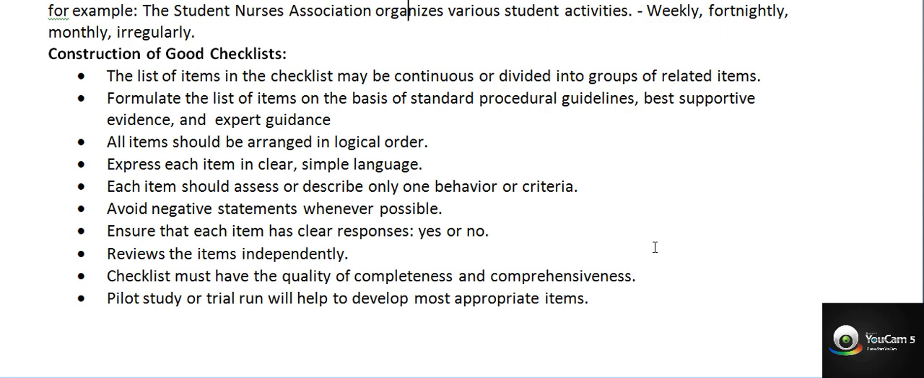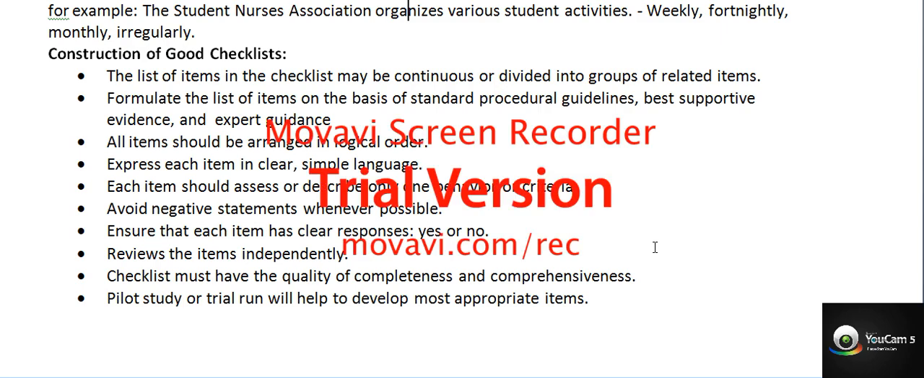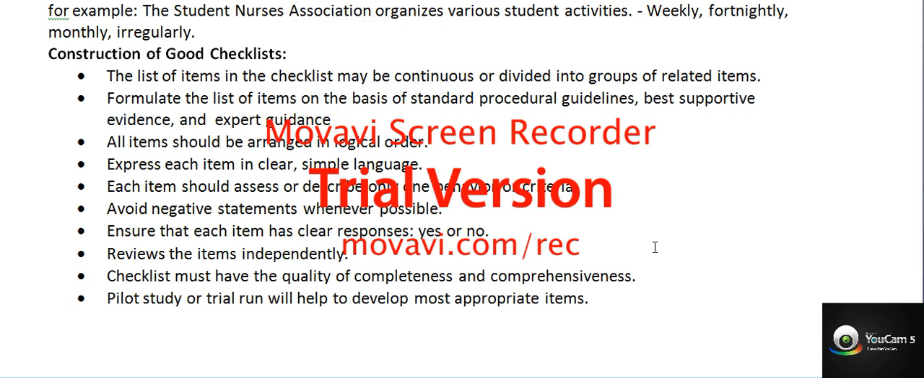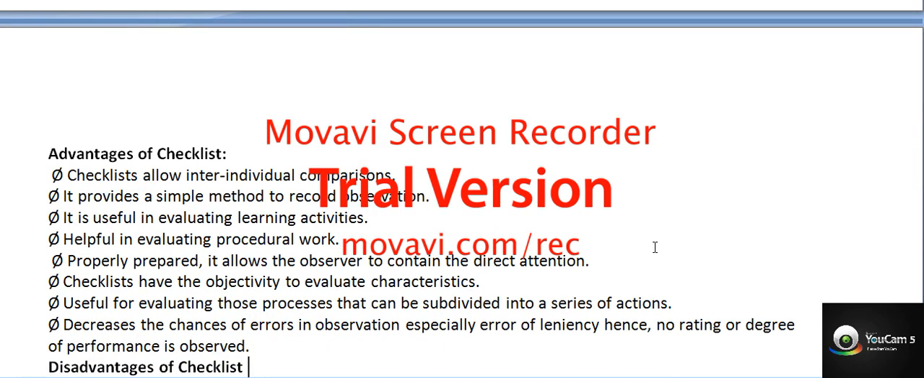It should be clear and simple in language. Only one behavior or criteria should be explained in each item. Avoid negative statements. There should be clear responses mentioned for every single item. Review the items and then make a complete comprehensive checklist. Before introducing the checklist into your research study, do a pilot study or a trial run to confirm its appropriateness. This is how you construct a good checklist.